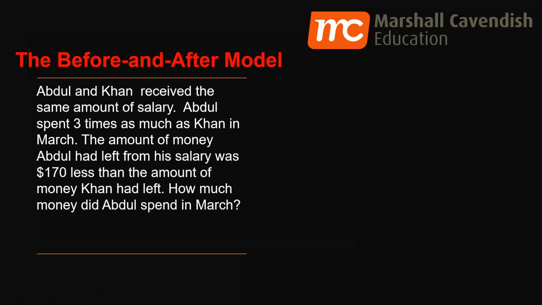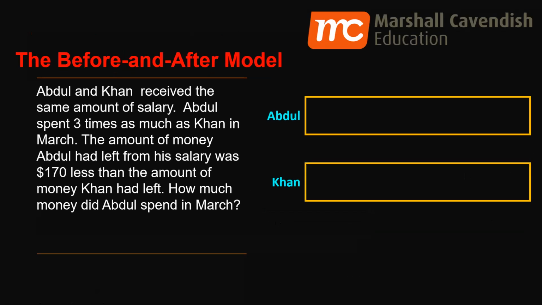And then this is, like I said, in the upper grades, the before and after. Abdul and Khan receive the same amount of salary. There you go. Abdul spent 3 times, so this is Abdul spending 3 parts of his money as compared to Khan. The amount of money Abdul has left is naturally lesser. Abdul is left with less money. Khan has more because he spent less.